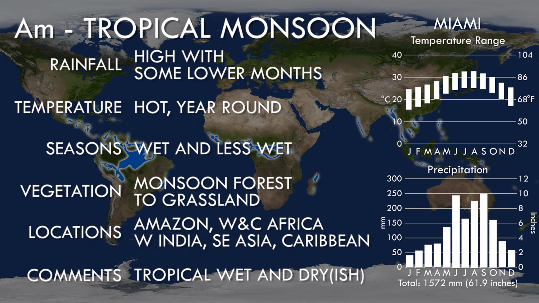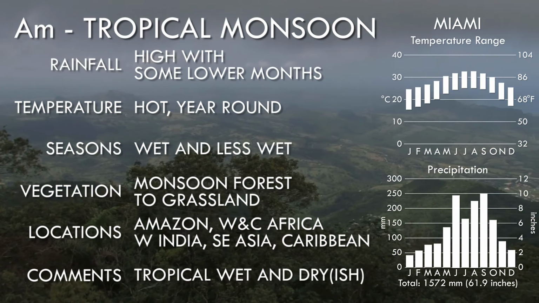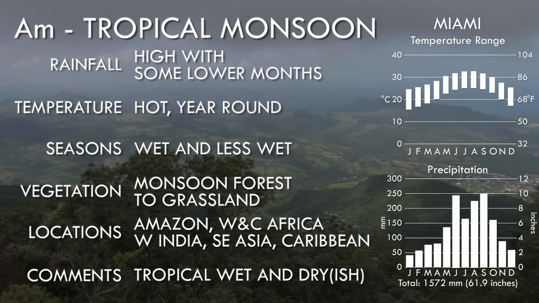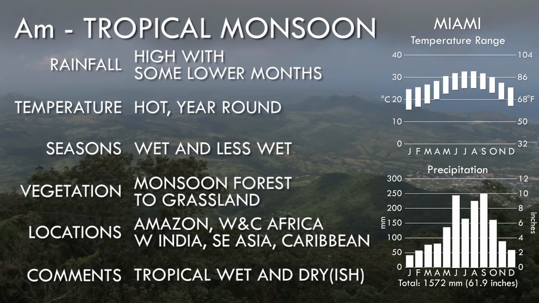AM, the tropical monsoon. Found also exclusively within the tropics, this climate zone experiences heavy rain during part or most of the year, but also has a relatively short dry or longer drier season due to the shifting directions of trade winds from land to sea and vice versa.